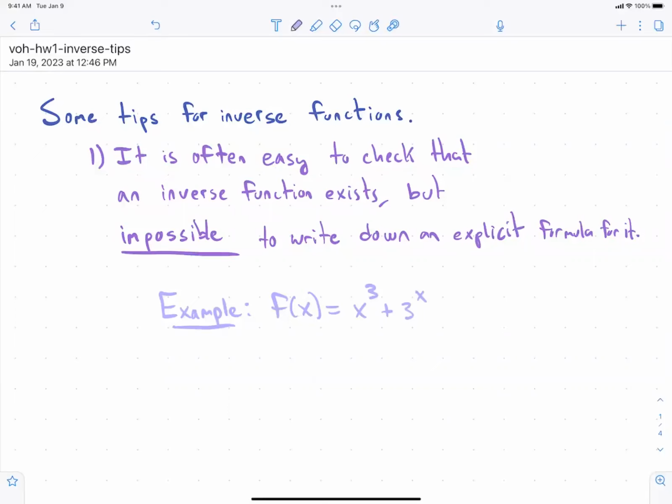A good example that looks like something you encounter on your homework assignment is this function f of x is equal to x cubed plus 3 to the x. If I differentiate this, I get f prime of x is 3x squared plus ln of 3 times 3 to the x. And that's always greater than 0. So this function, like any function that has a derivative that's always greater than 0 or always less than 0, is invertible. It's strictly monotonic, which is the word the book uses. So f is invertible.